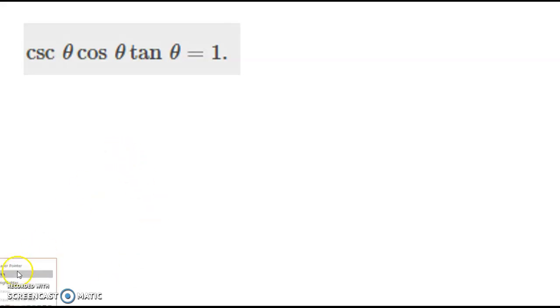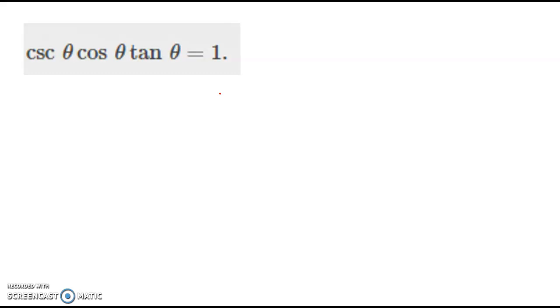So let me get my pen. All right, so I have cosecant theta, cotangent theta, tangent theta equals 1. So remember, when we verify, we're only going to manipulate one side, because if we manipulate the other side, if we start multiplying and dividing, that means we're already assuming that these two things are in fact equal. But we don't know if they're equal or not yet. We have to verify that they're equal. So I'm going to start off, and I'm going to manipulate only my left side.